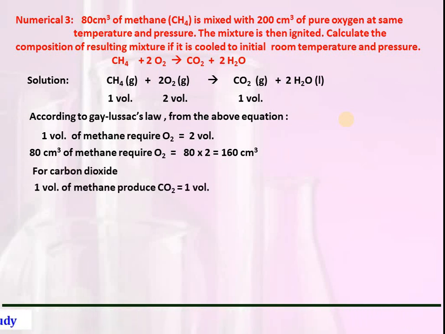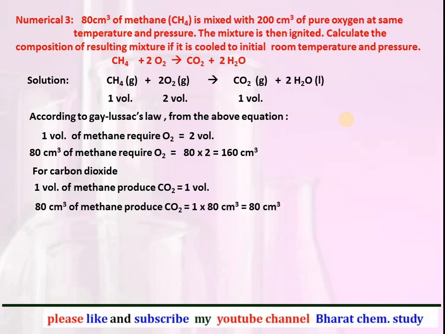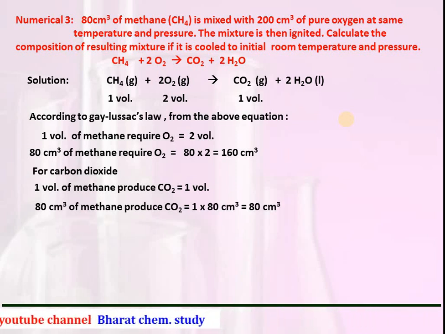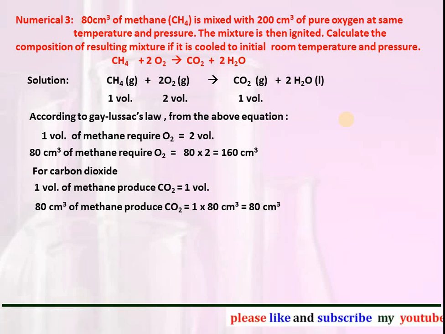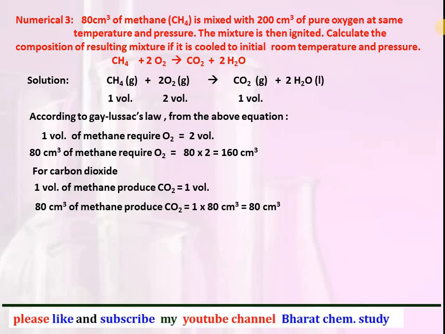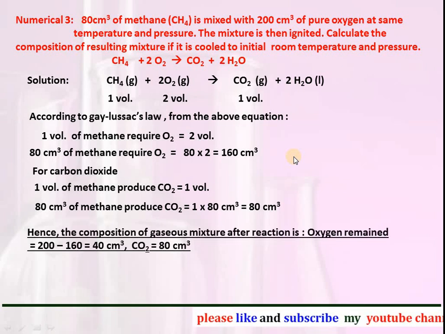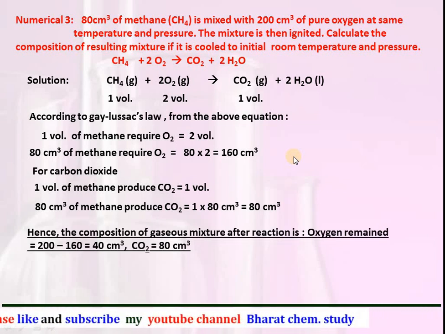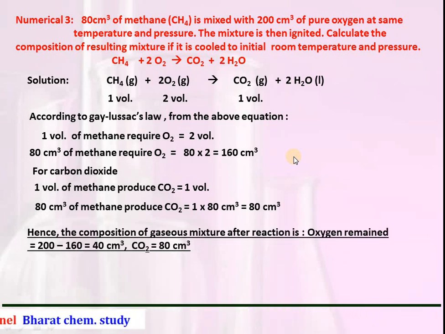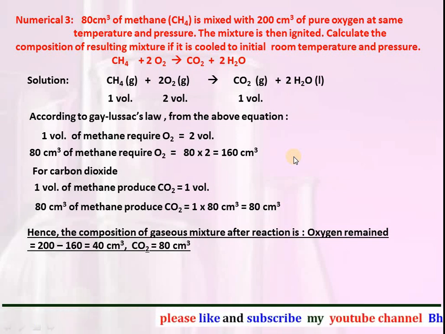For carbon dioxide, 1 volume of methane produces 1 volume of carbon dioxide, therefore 80 centimeter cube of methane produces carbon dioxide equal to 80 centimeter cube. Now for the unreacted oxygen, we have seen that oxygen is given as 200 centimeter cube, but the oxygen required by methane is only 160 centimeter cube. Therefore, the remaining oxygen is equal to 200 centimeter cube minus 160, equal to 40 centimeter cube, and the carbon dioxide formed is 80 centimeter cube.